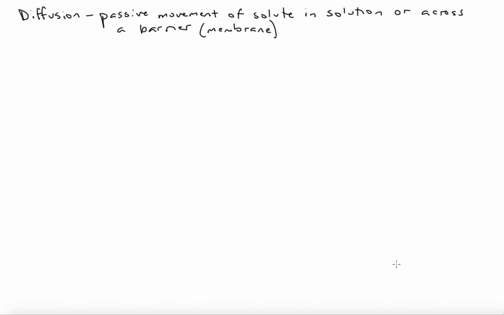to talk a little bit about diffusion. And diffusion, as I have it defined here, is the passive movement of solute in solution or across a barrier. So as you'll see, we'll have to actually explain diffusion under two different circumstances. The reason to talk about diffusion is that it is an enormous factor in the functioning of many physiological systems.